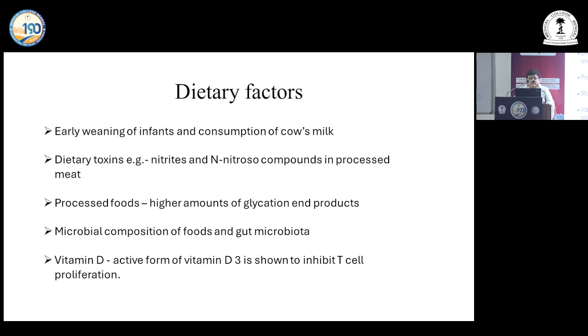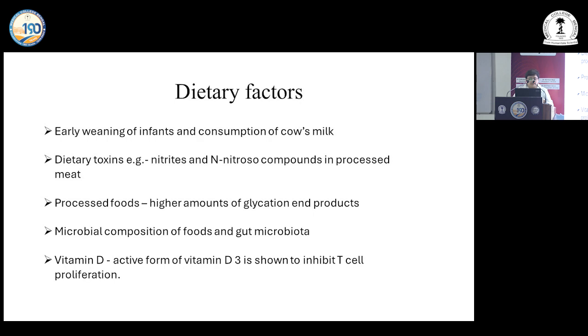The dietary factors responsible are the early weaning of infants and consumption of cow's milk. It has been found that when children less than 3 months of age are introduced to cow's milk, they have increased chances of developing type 1 diabetes. Dietary toxins like nitrites and N-nitroso compounds, which are mainly found in processed meat products, are also responsible. Processed foods have higher amounts of glycation end products.